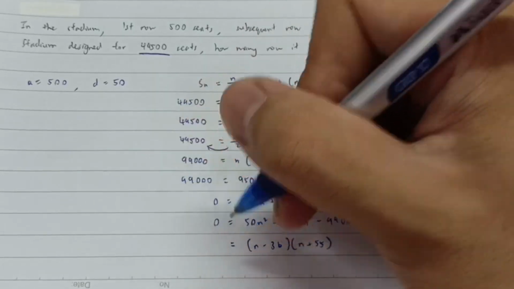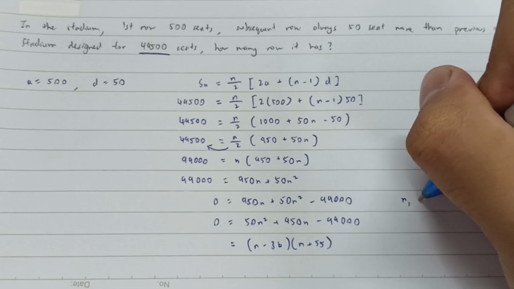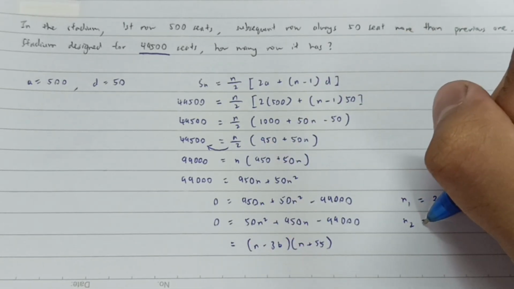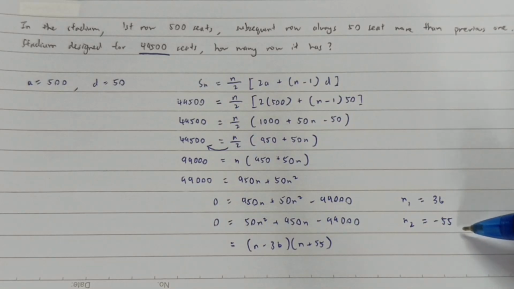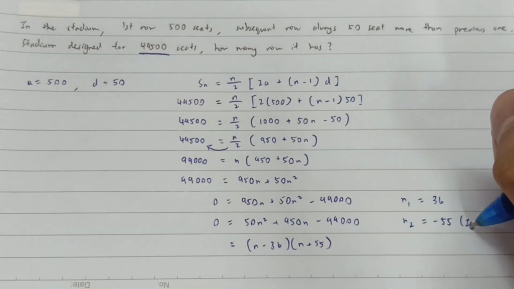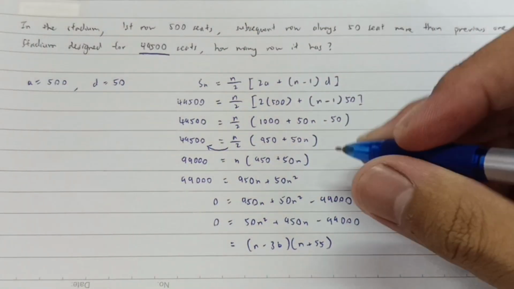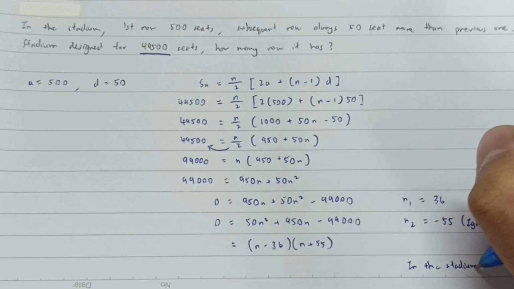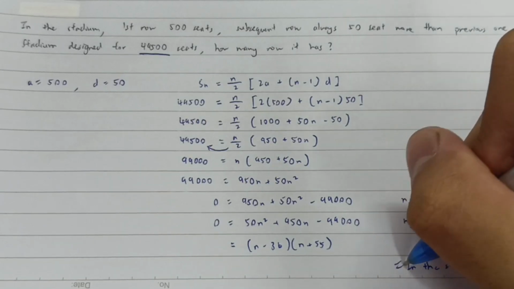Okay, so now we want to find the value of n, which is the unknown number of rows. Then over here you can see that n1, the first value, will be 36. Okay, then n2, the second value, will be negative 55. So of course they ask us for how many rows it has. It's impossible that it is negative, right? So yes, we ignore this value. We're going to take this 36. So our final answer is: in the stadium it has 36 rows. Alright, that's all for this question.